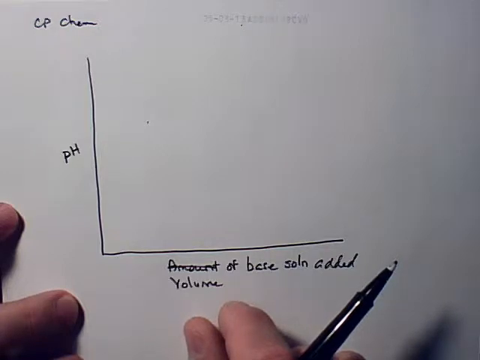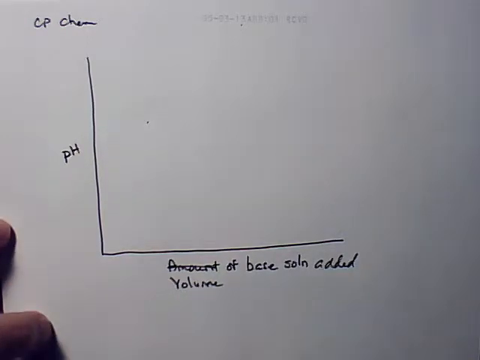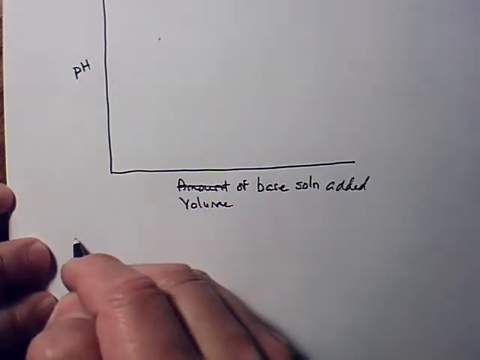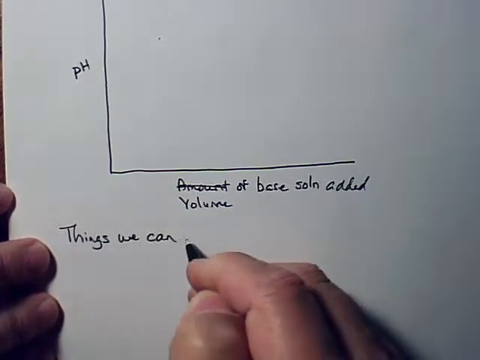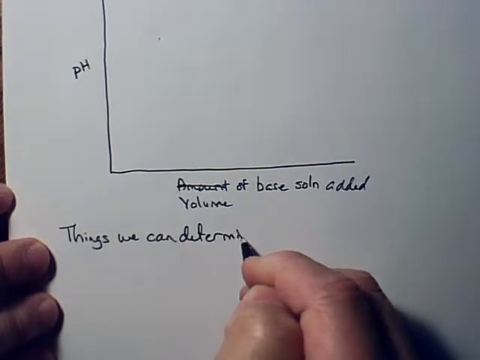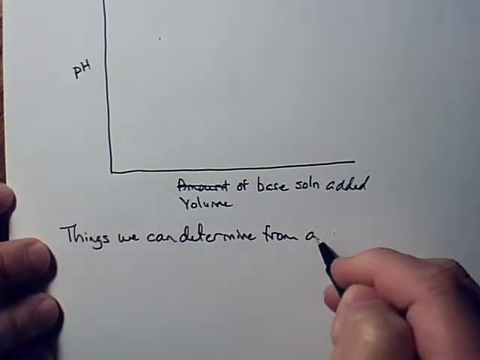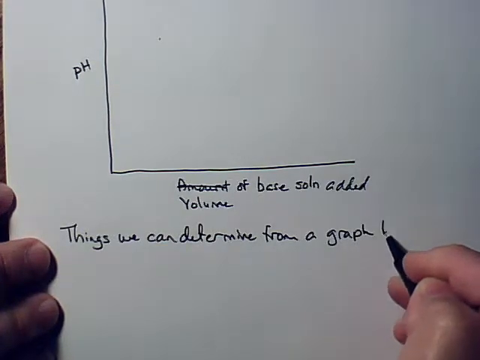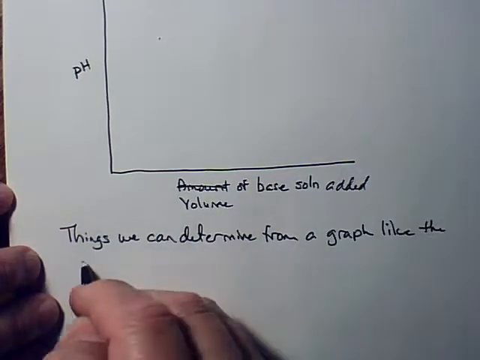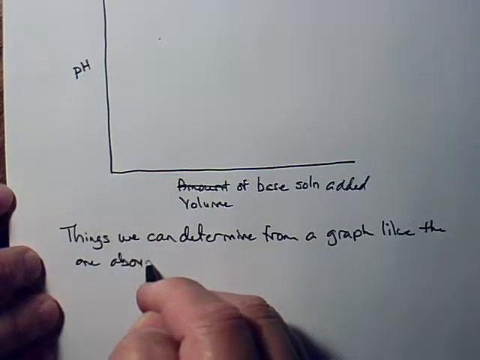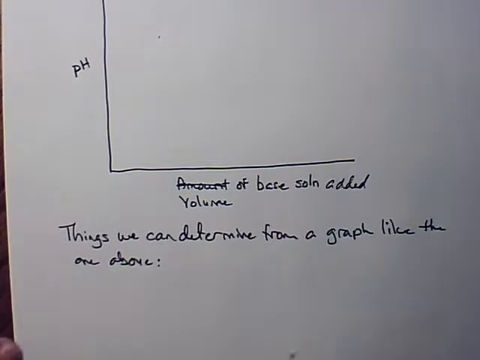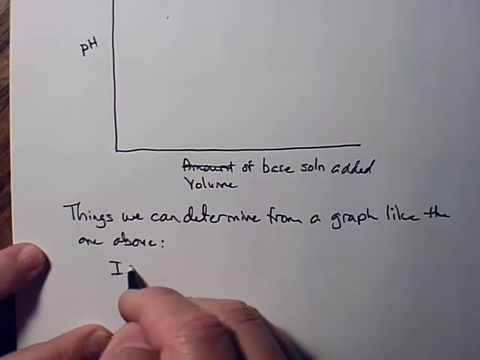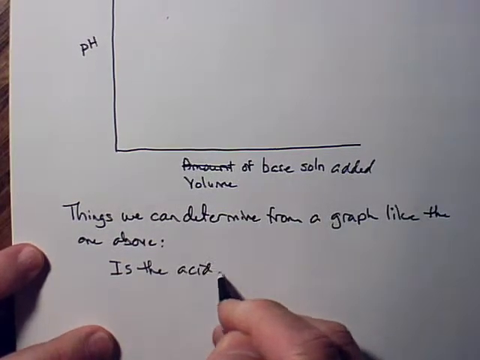What classification of acid we have. And we can figure out several things. We can figure out a lot more than what we're going to do on Monday. The things that we should be able to figure out is whether the acid is strong or weak.